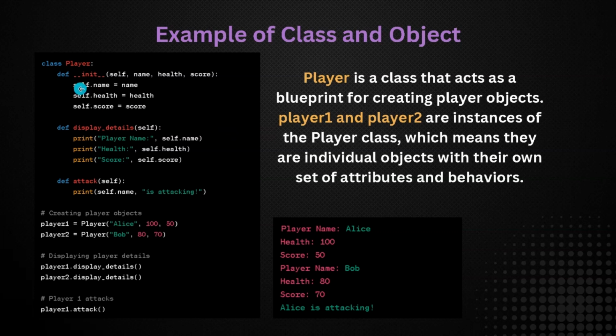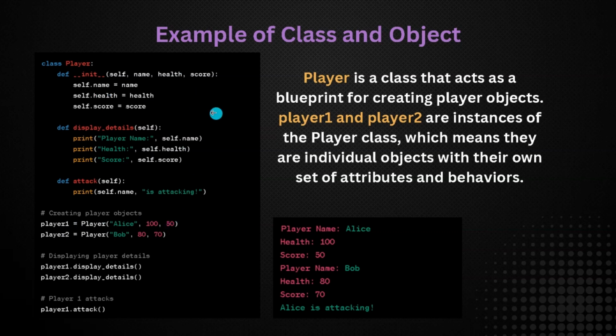Now one thing, init and self are very specific to OOP. We will understand what they are in a while. But for now, just understand that init is a method, and inside this, self actually points towards the object. So basically when I'm creating the player object, self is pointing towards player 1, and it says that player 1's name is Alice, player 1's health is 100, and player 1's score is 50.